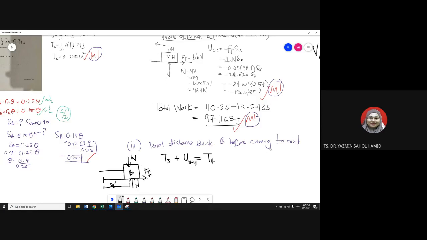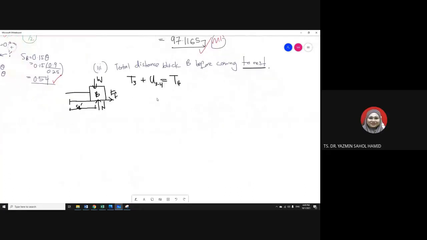Now, since we want the total distance of block B before it comes to rest, T3 will be 0 or T4? Did you say before or T4? T4, okay, that's correct. T4 will automatically be 0. So we need to calculate T3. Now how to calculate T3?